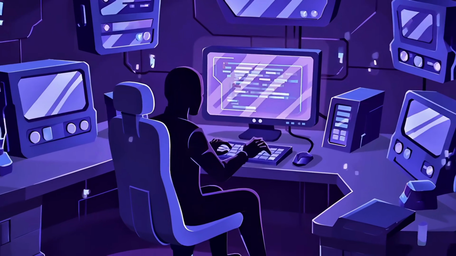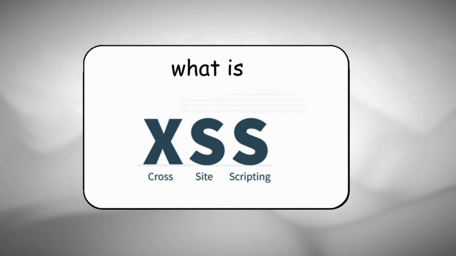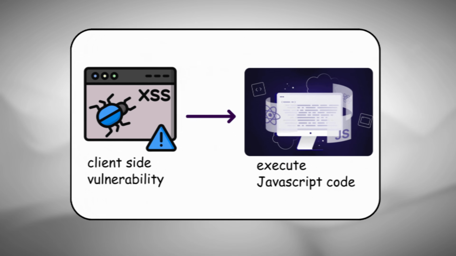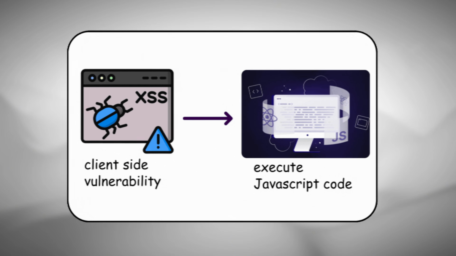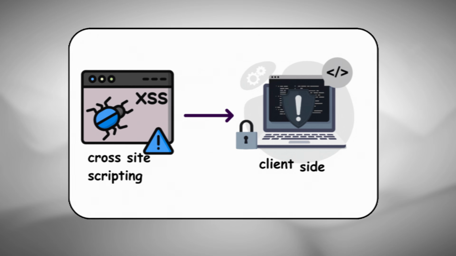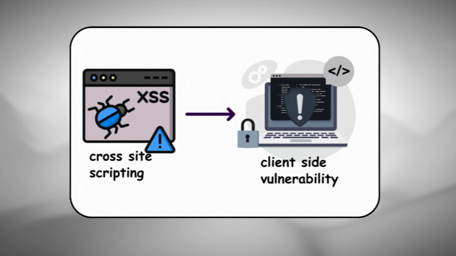Okay, so before we dive any further into this video, we first need to understand what cross-site scripting is, right? So in very simple terms, as we all know, cross-site scripting is a client-side vulnerability that basically allows an attacker to execute JavaScript code on the victim's browser, right? It's as simple as that. But the important thing to note here is that it is a client-side vulnerability and not a server-side vulnerability.